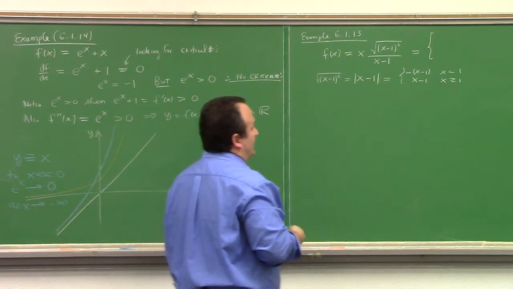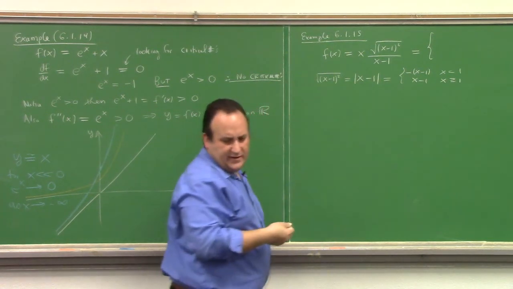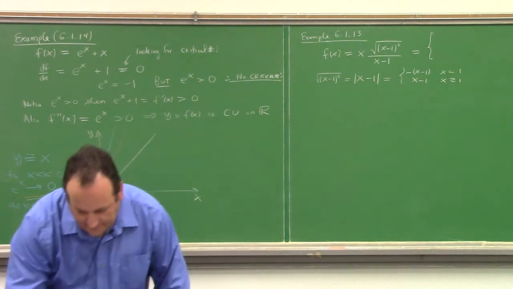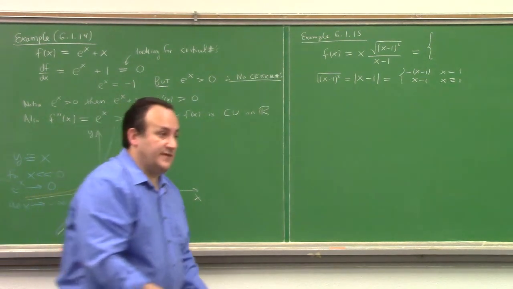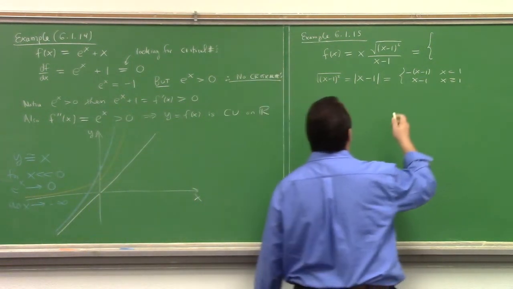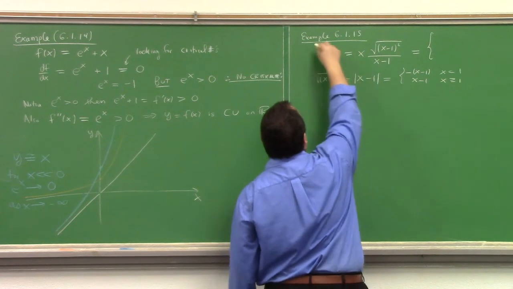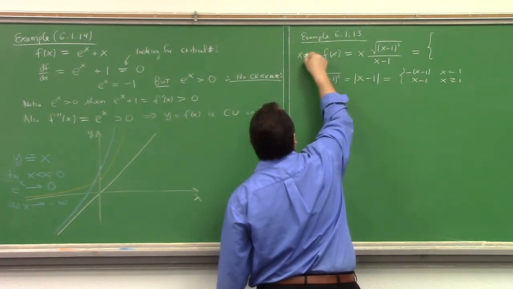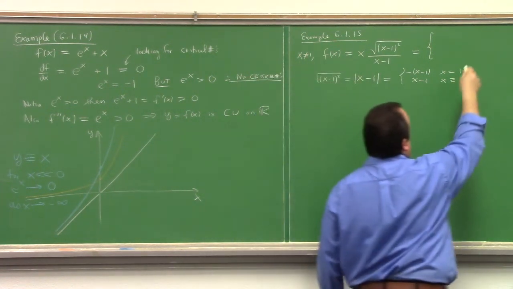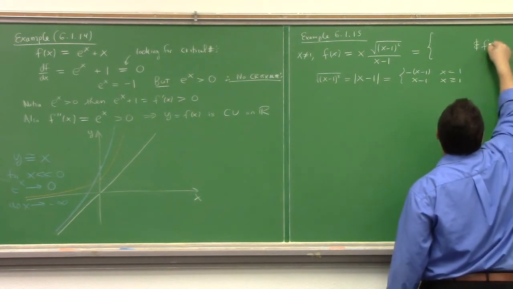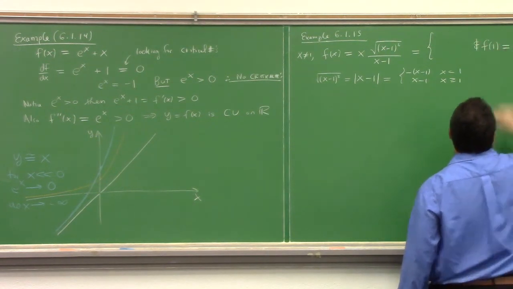Is f of 1 defined? Or did I say, I might have defined f of 1 to be something... Oh, I said f of 1 equals 1. That was part of my definition in this example. This is for x not equal to 1, I have that. And then part of the problem statement, f of 1, I said was equal to 1. Okay?